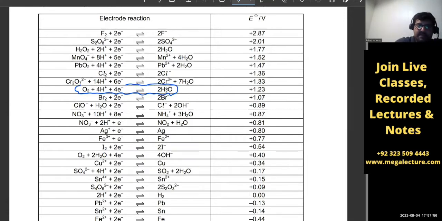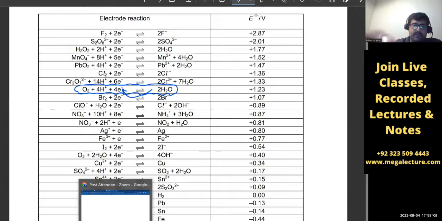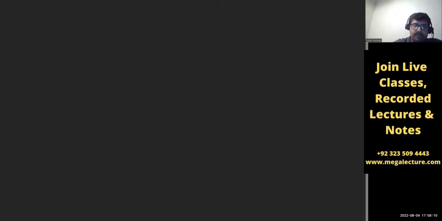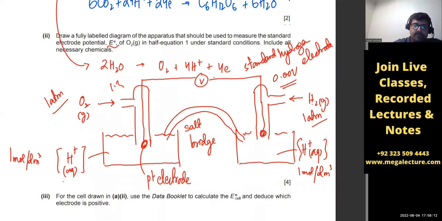So that's, and he's talking about it in the backward direction, right? Two water molecules turning into oxygen, H+ and 4 electrons. It's 1.23 volts, right? So this one is 1.23 volts.